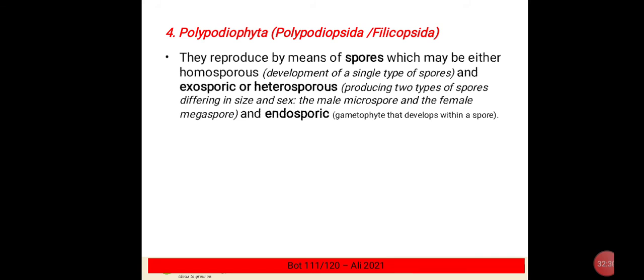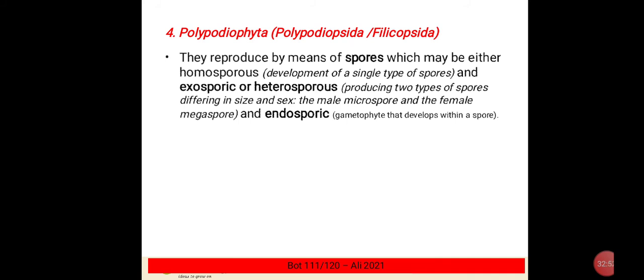These members also reproduce by means of spores, which may be either homosporous. Remember we said earlier in the first lecture that homosporous means that they produce only a single type of spores, or they can also be heterosporous, producing two different types of spores.